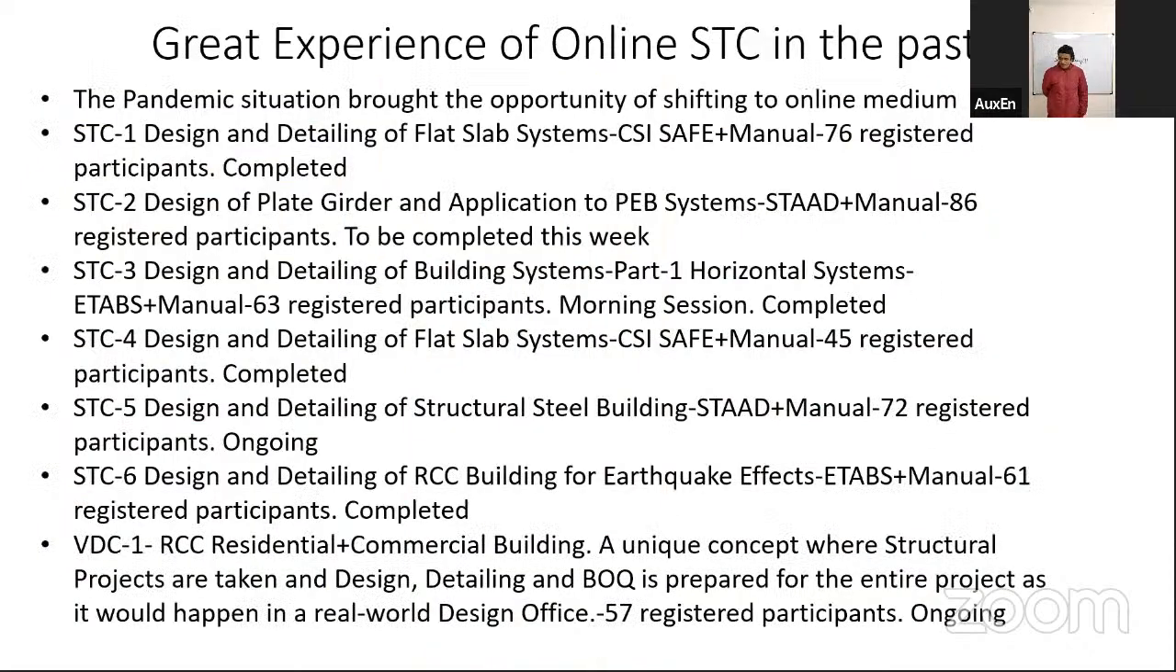We had been conducting offline sessions, but then we started taking online sessions because of this whole scenario of lockdown. We have been taking online sessions since July, and we have taken six online sessions till now. You can see a summary of these online sessions. One, two, three, four, five, six online sessions we have taken.